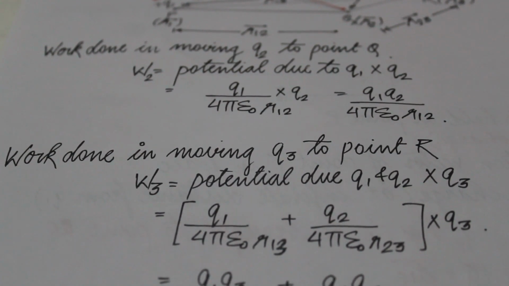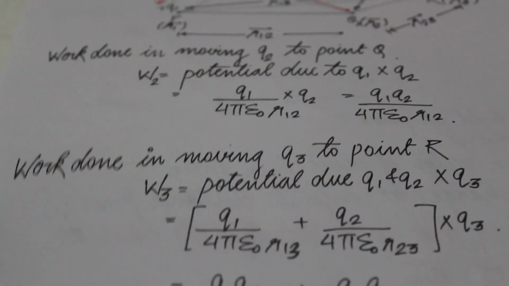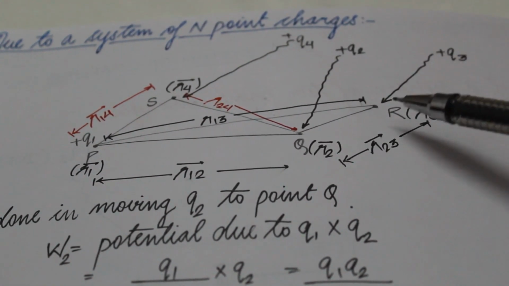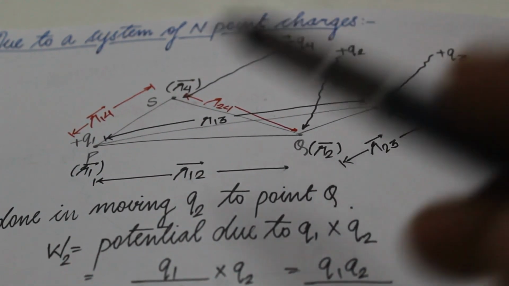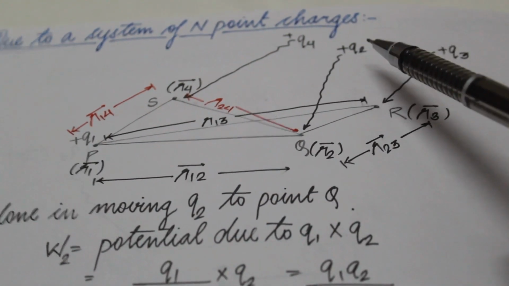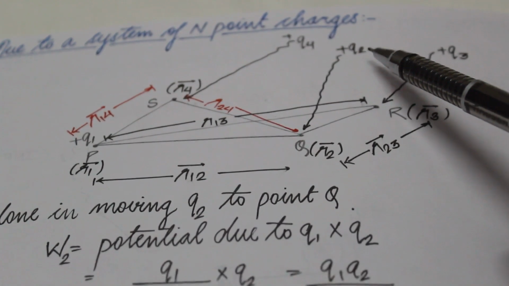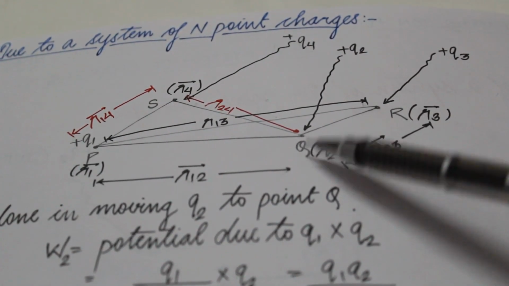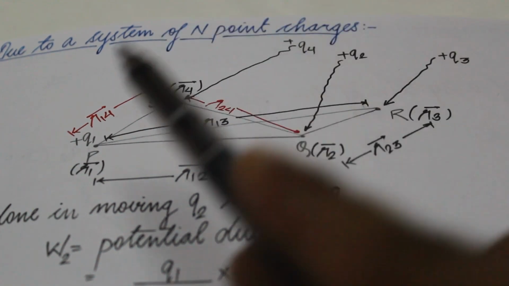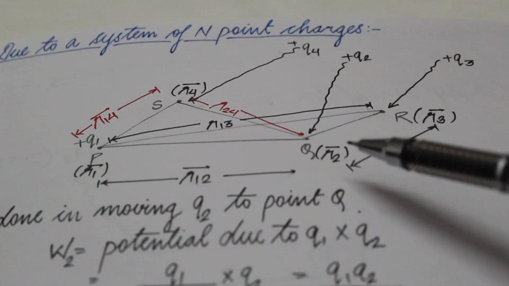Now we will find out work done moving charge Q3 to point R. As you can see, when we move charge plus Q3 to R, it will be against the electrostatic force due to plus Q1 and plus Q2. Initially plus Q2 was at infinity, but now we have moved it to point Q. So the work done in moving plus Q3 charge will be against the electrostatic force due to Q1 and Q2.